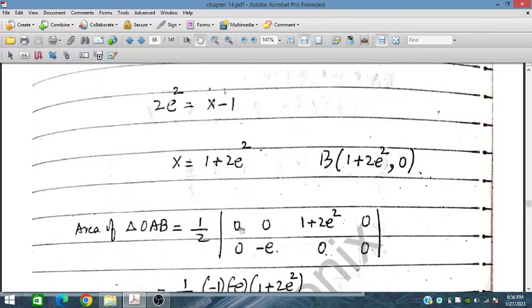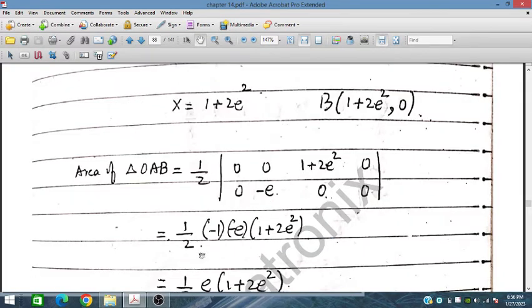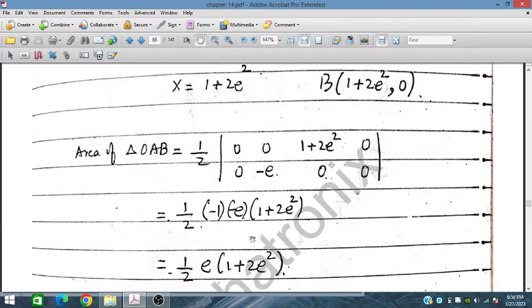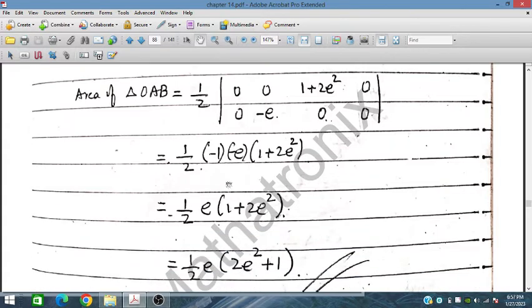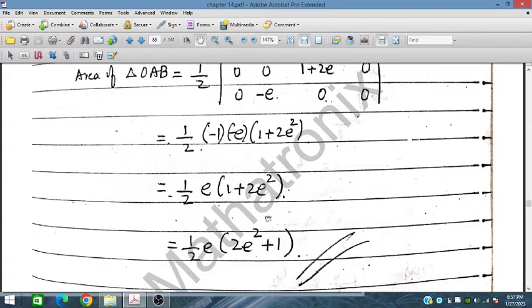So this is O (0, 0), this is A, and this is B. We multiply these values to get the area, which is always positive, because an area always comes out positive. So the area is one half times e times (2e squared plus 1). This is the result of problem number 5.